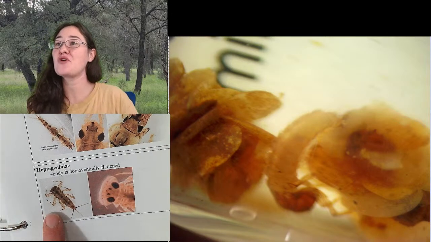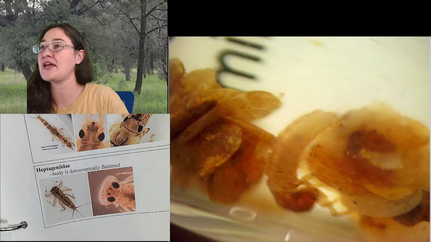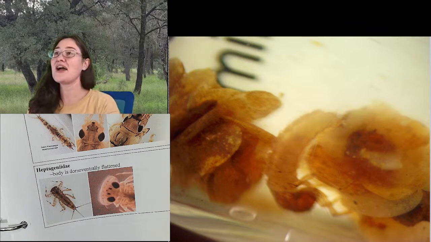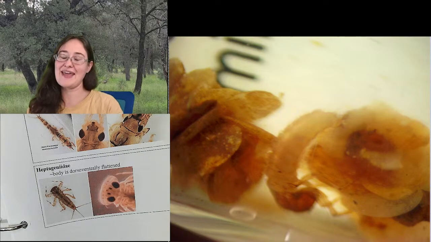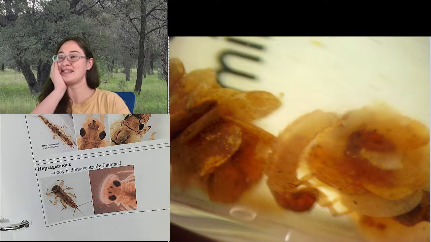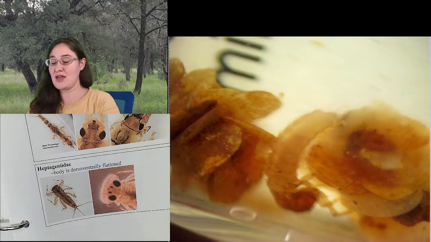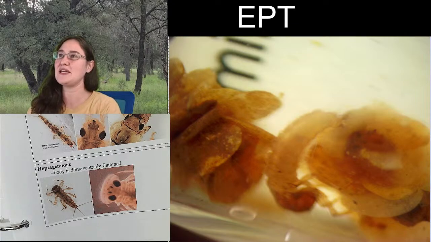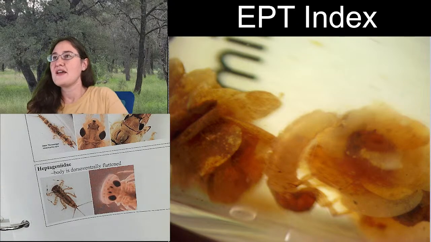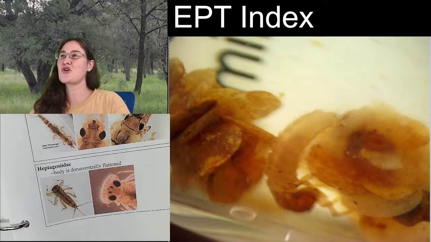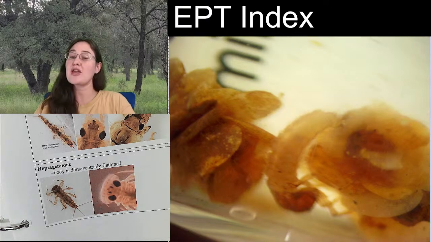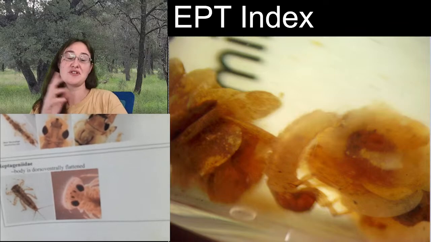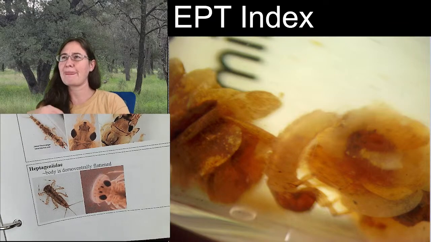We did talk for a moment about our Heptageneid, or our mayfly, but what I didn't mention is that they are highly sensitive. In fact, we have an index, and I'm going to just jump right into this one really quick. We have an index, and it's called the EPT index. All right, and if your water quality is increasing over time, your EPT index should increase over time, as a general rule of thumb.